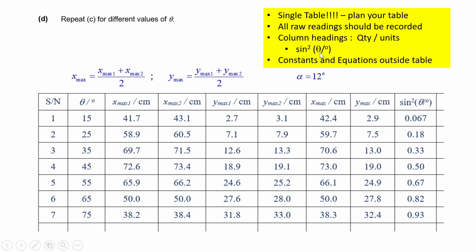However, because theta can be measured either in radians or in degrees, often we want to tell the examiner that we've recorded in degrees. This is the convention. So degrees belongs to the theta, then we bracket the whole thing, then we put our sine squared outside, and so the whole thing is dimensionless. And again, equations and constants for neatness' sake should be placed outside the table.